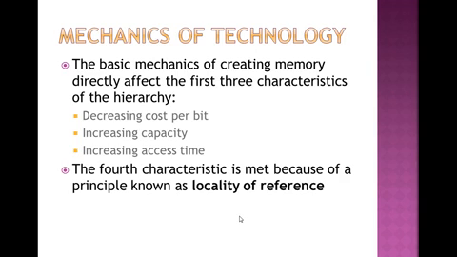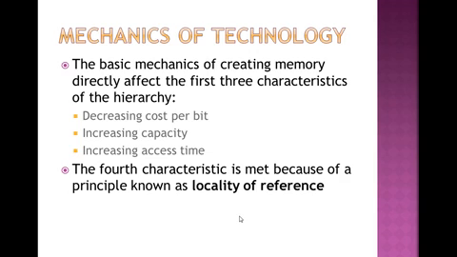Then, the mechanisms or mechanics of technology. The basic mechanics of creating memory directly affect the three characteristics of the hierarchy. There are three characteristics: decreasing cost per bit, increasing capacity, and increasing access time. That is, whenever we go from the top to the bottom, it decreases the cost but increases the capacity and increases the access time.